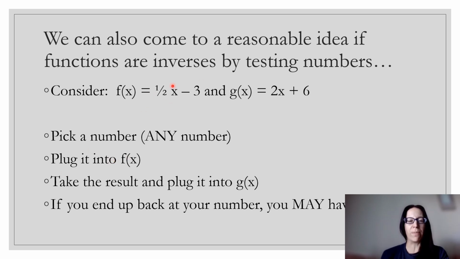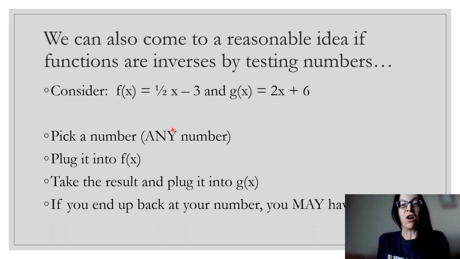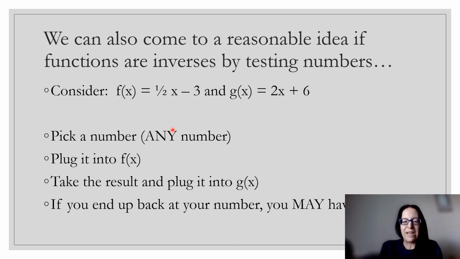Then you're going to take that number and plug it into f of x, and then figure out what that is. Take the result and plug it into g of x, and if you end up back at your number, then you may have inverses. Notice that I say you may have inverses. That's because you only actually know that it works for the number that you picked, and it's possible you picked the only number that's going to come out that way on these two graphs. So you just want to be mindful of the limitations of that.